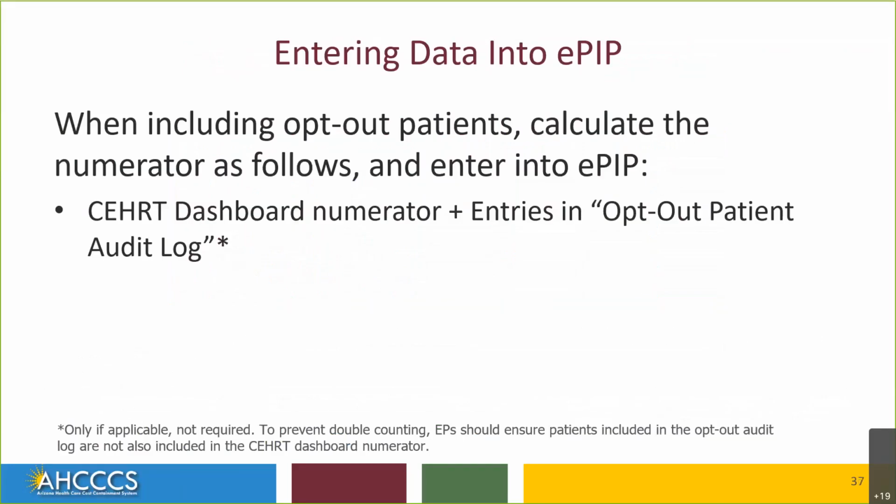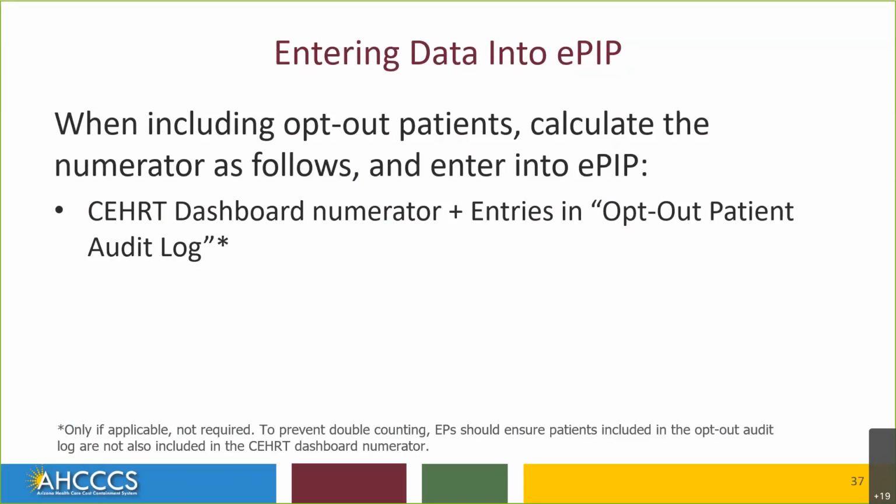So when entering data into ePIP, when you're including opt-out patients, you have to do some calculations. So you want to calculate the numerator as follows and enter that into ePIP for the numerator. You take the CERT dashboard numerator plus the entries in the opt-out patient audit log. This is only applicable if needed; it's not required. So if your CERT dashboard numerator is sufficient and gets you to the threshold, then you're good to go. You don't need to create an opt-out patient audit log to add those additional patients into the numerator. EP should ensure patients included in the opt-out patient audit log are not also included in the CERT dashboard numerator.